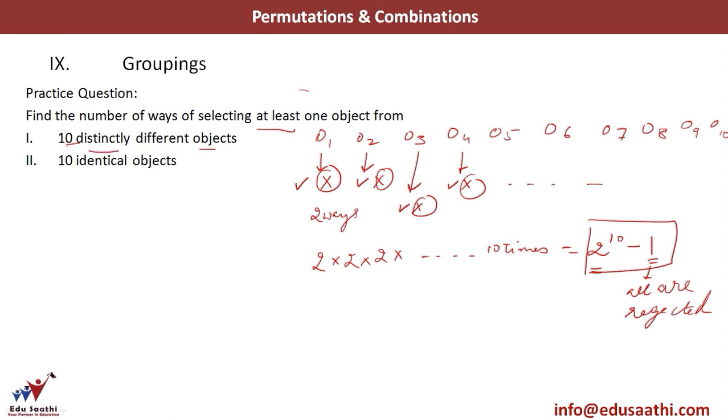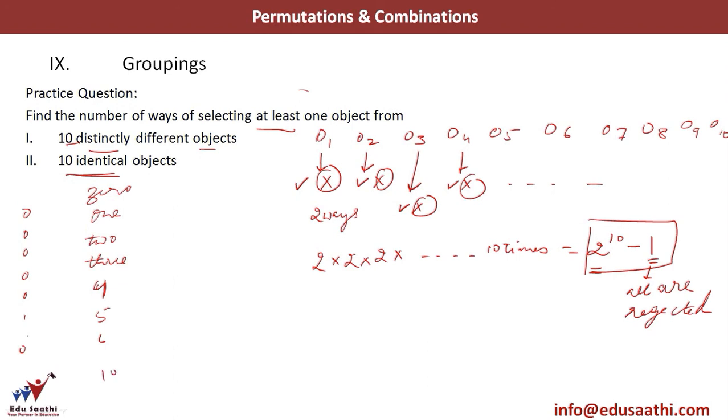Now this was the case for 10 distinctly different objects. Now the second case is where I have to select at least one from 10 identical objects. How is this different? Now all the objects are same. I have O, O, O, O and so on 10 times. So what are the cases here? Either I can select 0 objects, I don't select any, or I can select one of them, or two of them, or three, or 4, or 5, or 6, and similarly I can select all 10 objects.